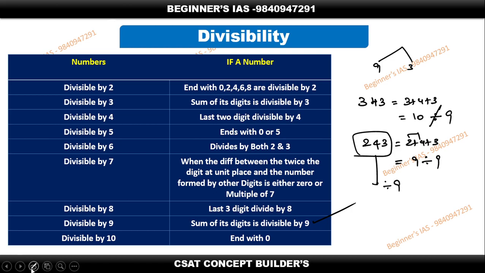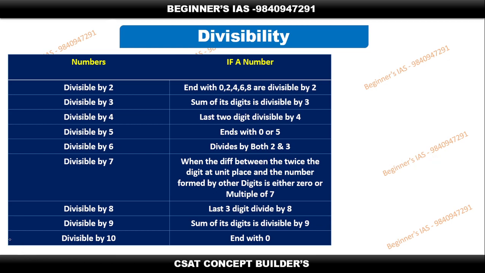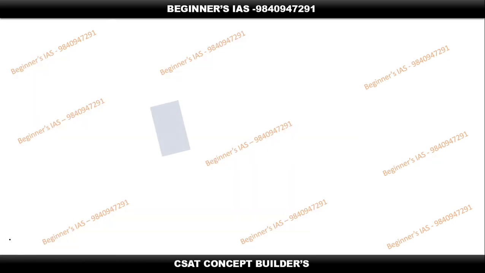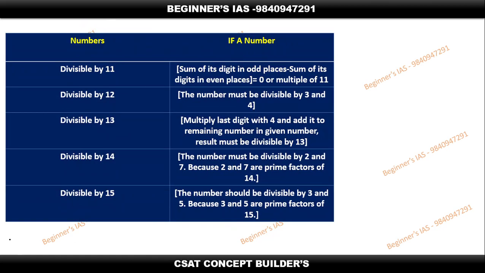Then divisibility by 10 is very easy. So we are moving to the next concept, divisibility by 11, 12, 13, 14, 15. At least up to 11 you have to know. Divisibility by 11 is also there in your UPSC question, so you need to read at least up to divisibility by 11. The special cases are 13 and 17. We will see those as a separate video due to time constraints.